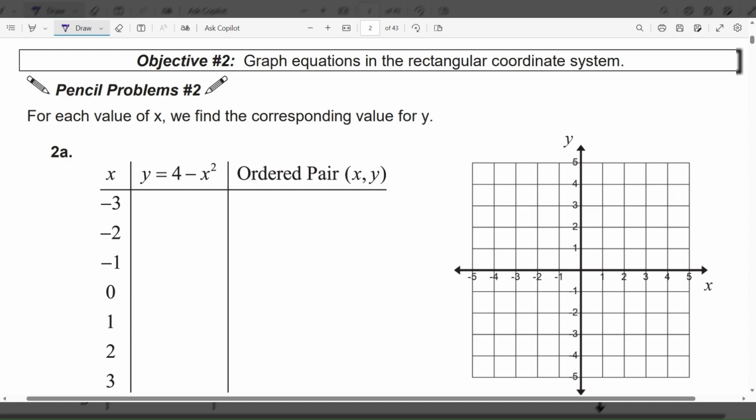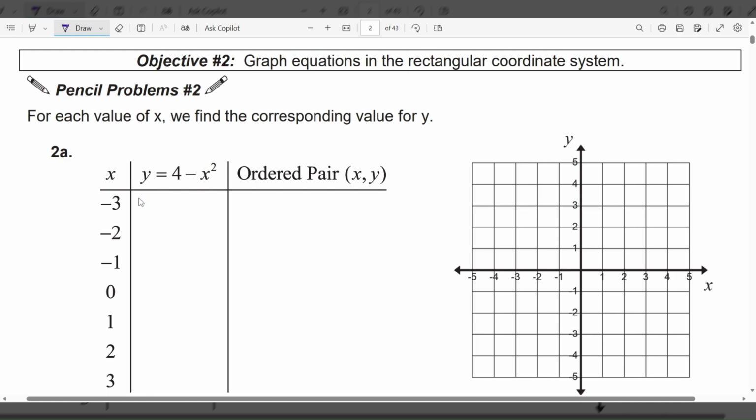All right, let's look at objective number 2. So now we're going to graph equations in the rectangular coordinate system. For each value of x, we will find the corresponding value for y. Here we have our list of x's, and then we have an equation that we must solve to get our y. So what we're going to do is simply substitute and solve.